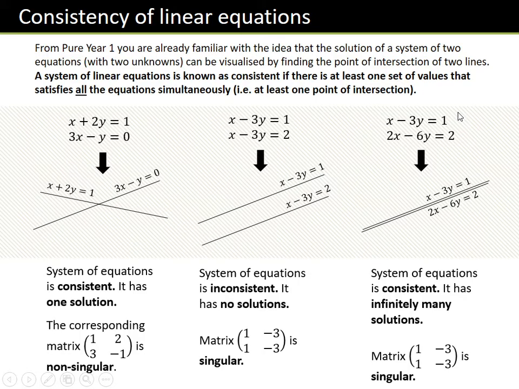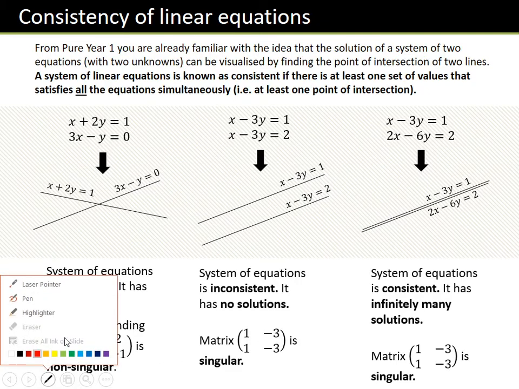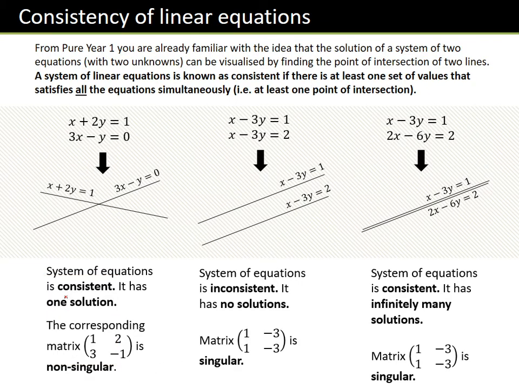They're still saying that. Pardon? Write the matrix 1 minus 3, 1 minus 3. Oh, sorry, this is not correct. This should say 1 minus 3 and 2 minus 6. Let me just change that. Well spotted.